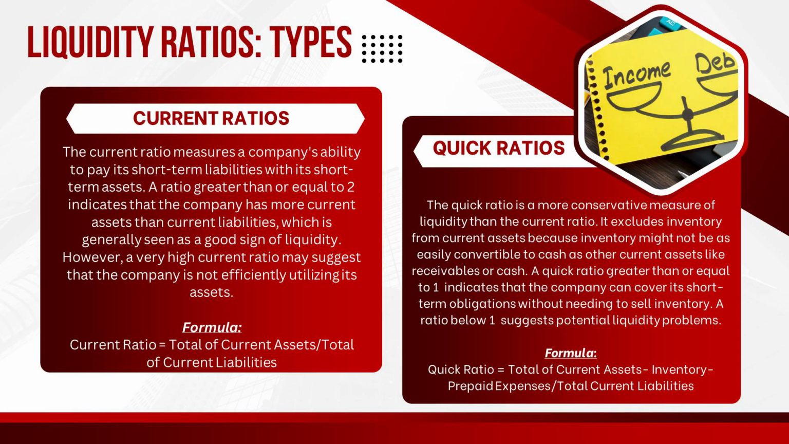Moving further, when we are going to talk about the genres of liquidity ratios, to start with, the first ratio which is extensively used to address whether the business is in a position to meet its near future requirements or not is the current ratio. Current ratio measures a company's ability to pay its short-term liabilities with its short-term assets.